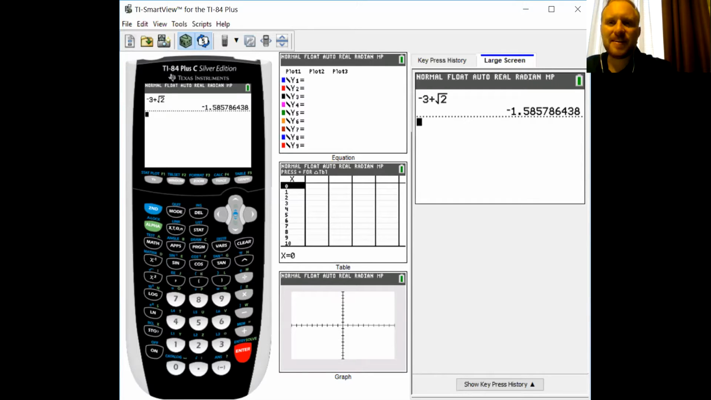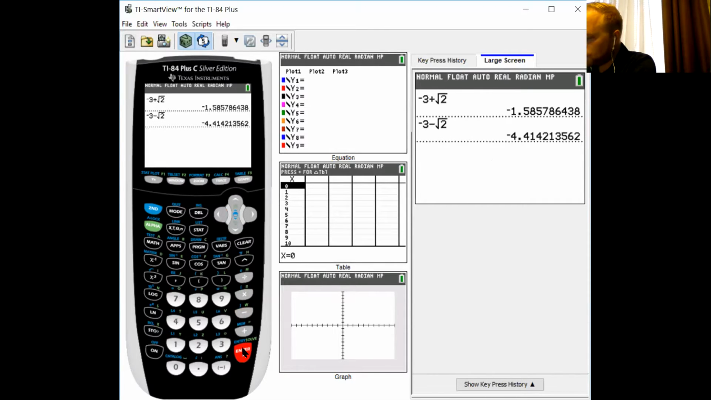Instead of having to type this out, just to save a little bit of time, there's a little keystroke that we can do here. If we hit blue button, enter, it re-enters the line that we had previously done. Then we can highlight the plus and change that to a minus, and then press enter. So then our other answer is -4.414.